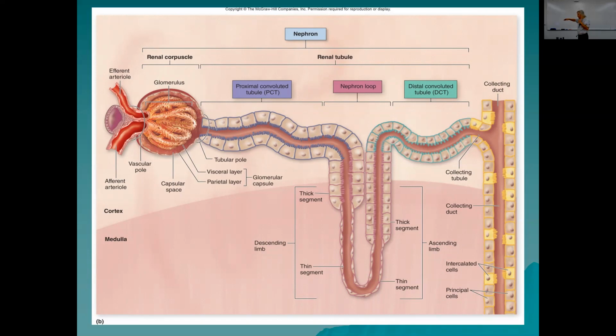And then the distal convoluted tubule empties into the collecting duct, and along the collecting duct are certain important cells called intercalated cells and principal cells. And these are going to have something to do with how some hormones work and how some pH regulation occurs. We're going to get to those again later on. Okay, so that's a stylized view of a nephron.